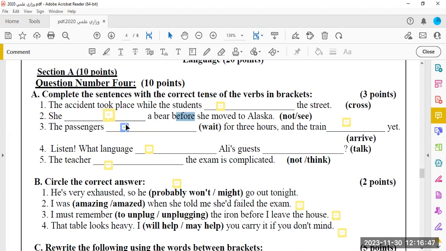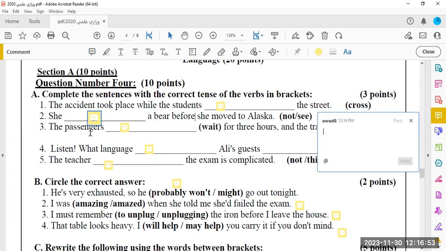Okay. Professor, what happens here? What happens? Come with me. Hadn't. With before it needs past perfect. Yes. Now number 3.